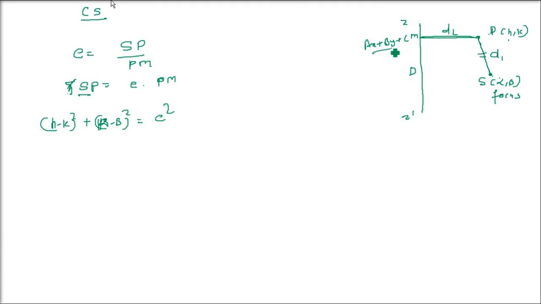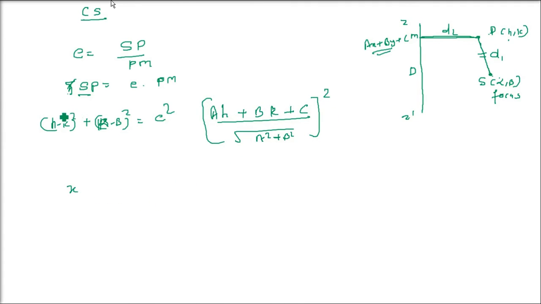So what is the distance of a point from a line? We'll put H in place of X, we'll put K in place of Y, plus C, by under root A square plus B square. And remember, we have squared it. This is squared.